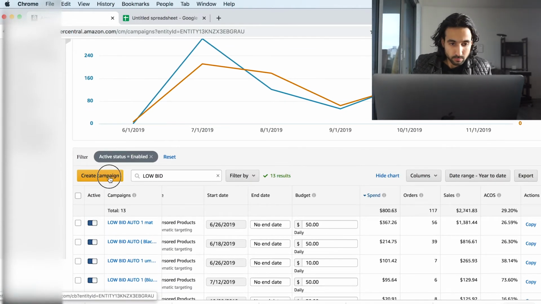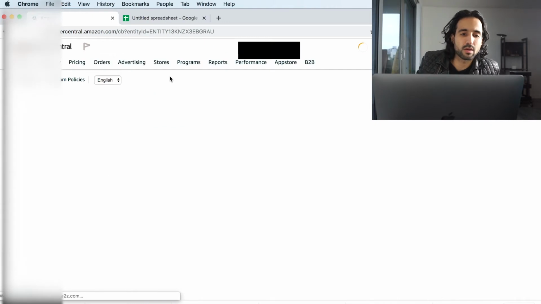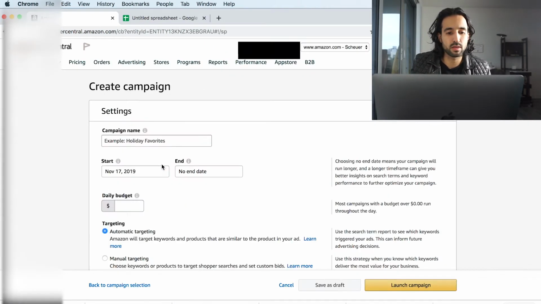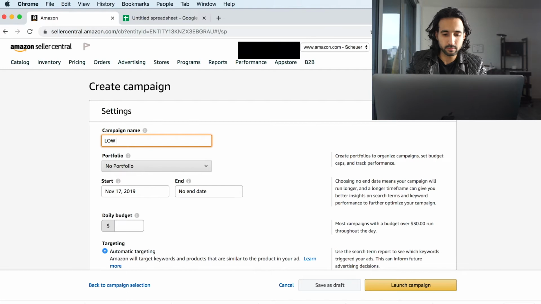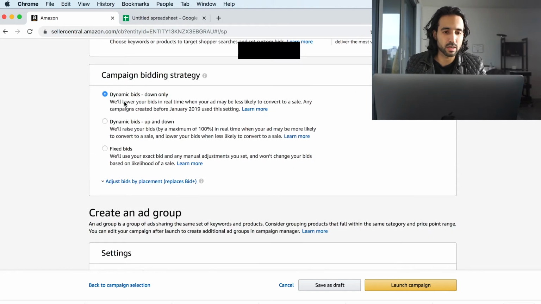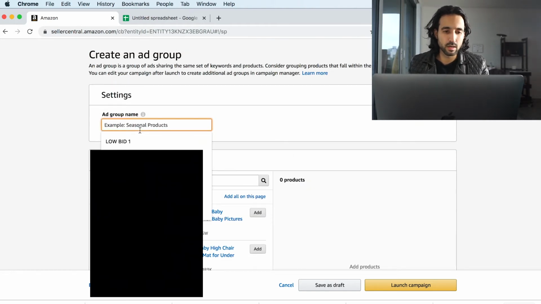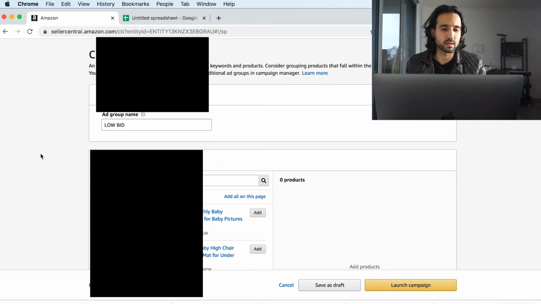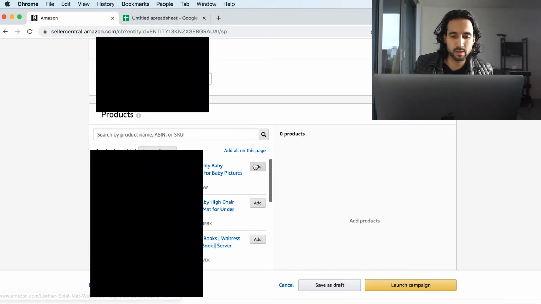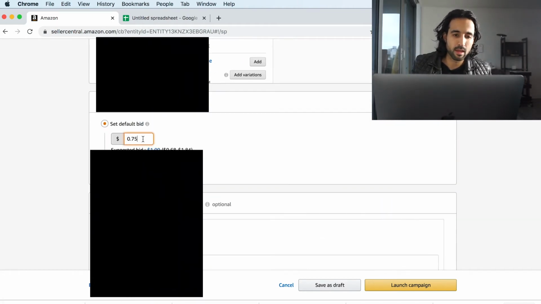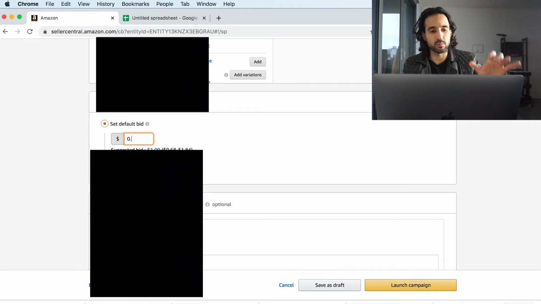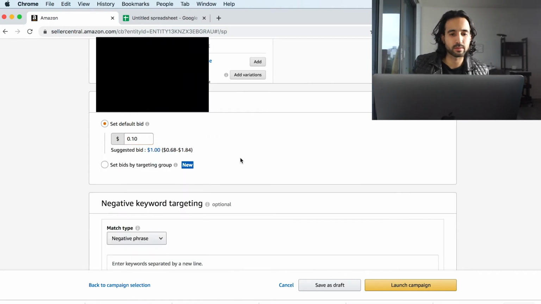So you're going to go to create campaign, and we're going to name this campaign low bid, and we're going to do a daily budget of 30. We're going to do automatic targeting, dynamic bids down only. We're going to do low bid again, and obviously you can write the name of your product or whatever, and then we're going to add your product. And here's the important part: you're going to do 10 cents.